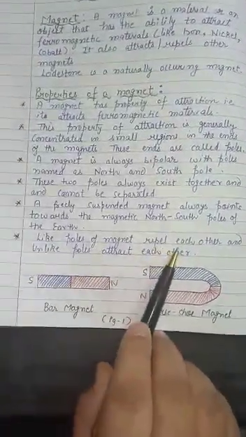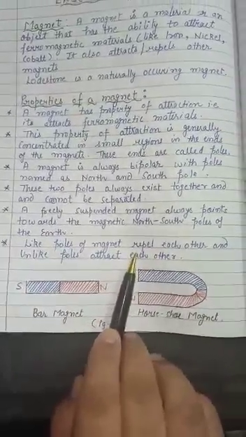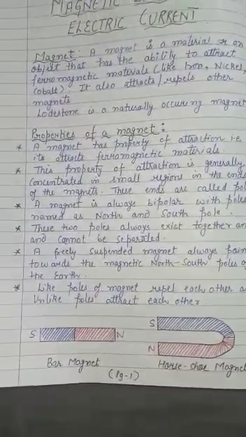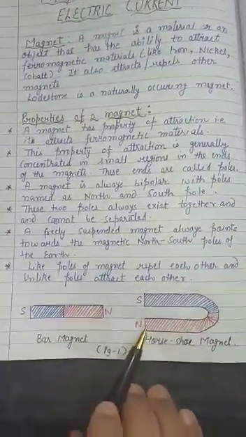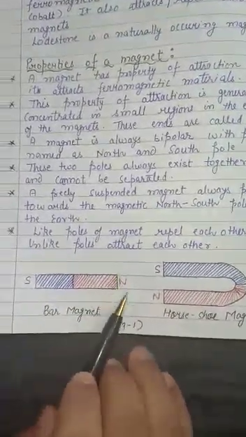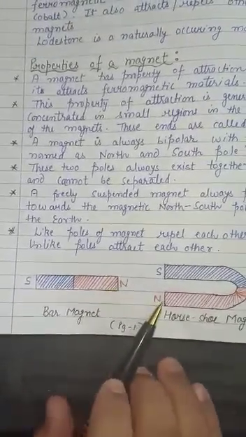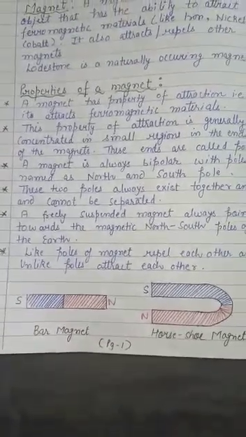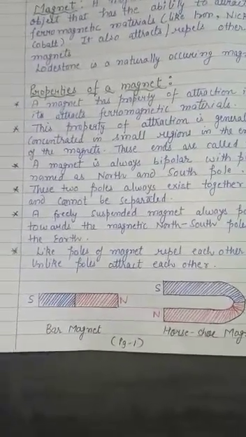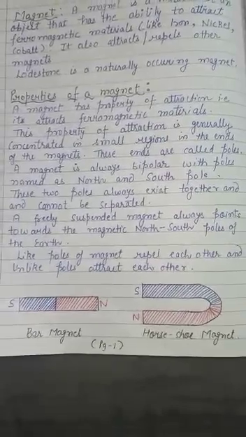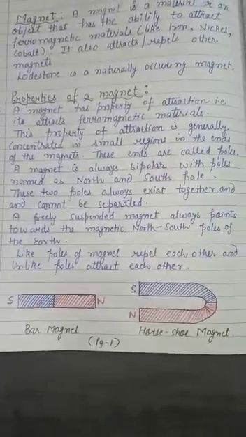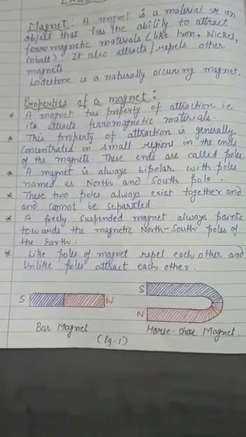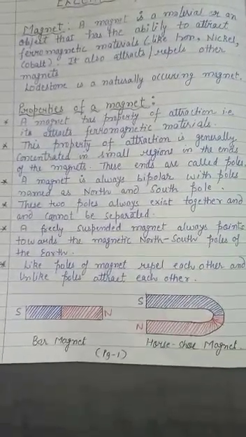Students, like poles of a magnet always repel each other. That means if I bring the north pole of a magnet near the north pole of this bar magnet, it is going to repel. Similarly, south poles will also repel. But unlike poles, that is north and south, if they are brought near to each other, they will attract each other. So, like poles repel each other and unlike poles always attract each other.